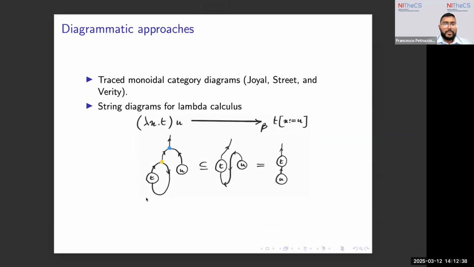And we also have traced monoidal category diagrams, and lastly, string diagrams for lambda calculus. Now, this is important as lambda calculus was used to describe classical computation, and we can also use string diagrams to reason about lambda calculus.